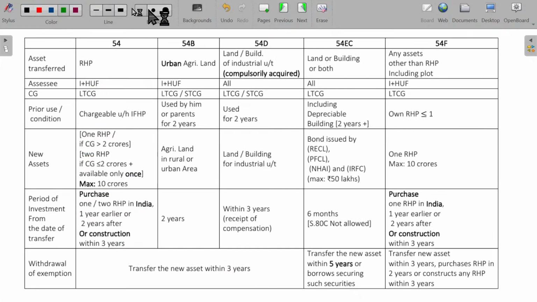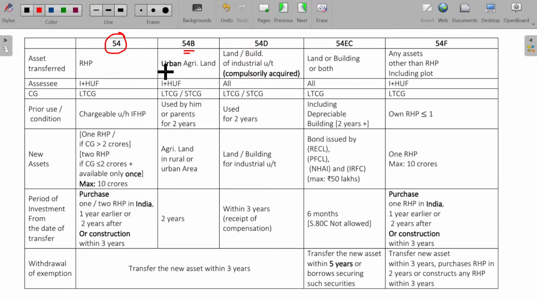So we have completed section 54 in the previous class. In this class, we'll move on to section 54B.